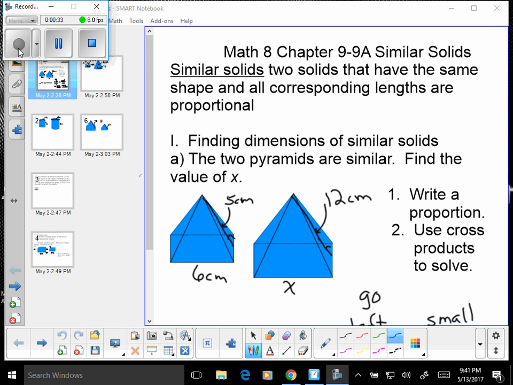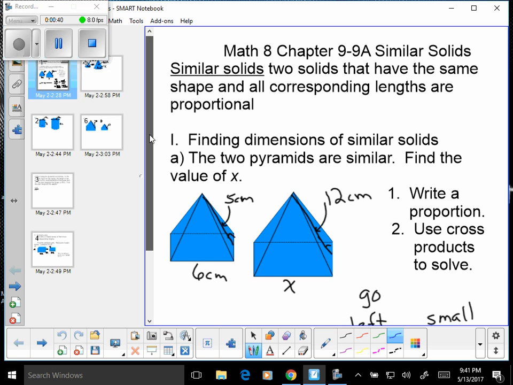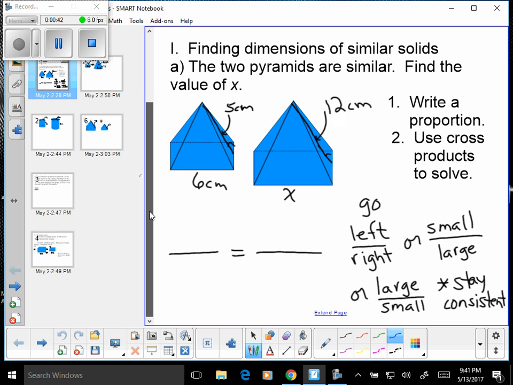This is going to remind you very much of finding the dimensions of similar polygons, which we did earlier this year. They're telling you in this particular example that the two pyramids are similar. Therefore, we know that the lengths of the sides have to be proportional. What they want us to do is find the value of x. Now, if you'll note, they have given you the slanted height of both of the pyramids, and they have given you the length of the base rectangle.